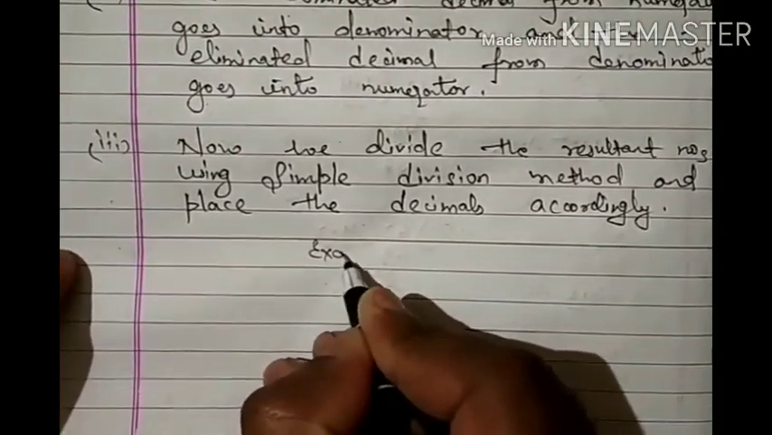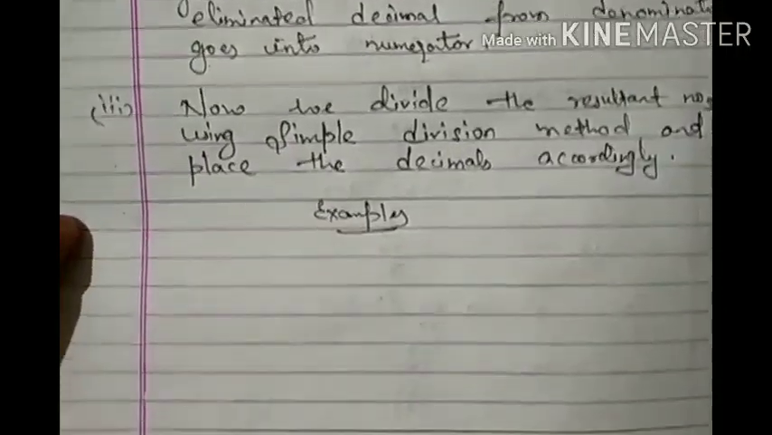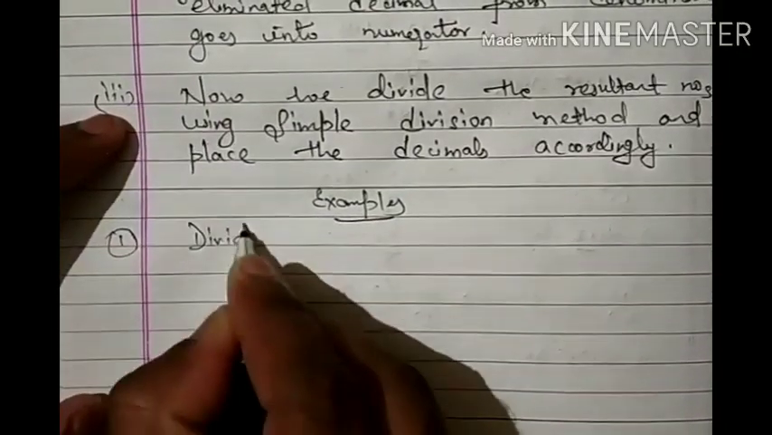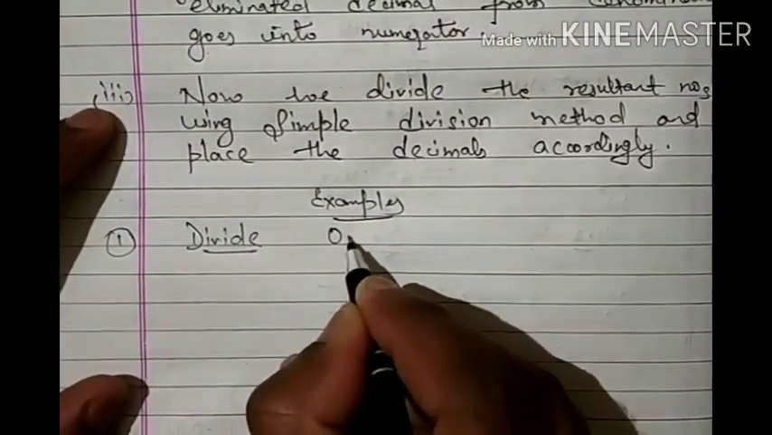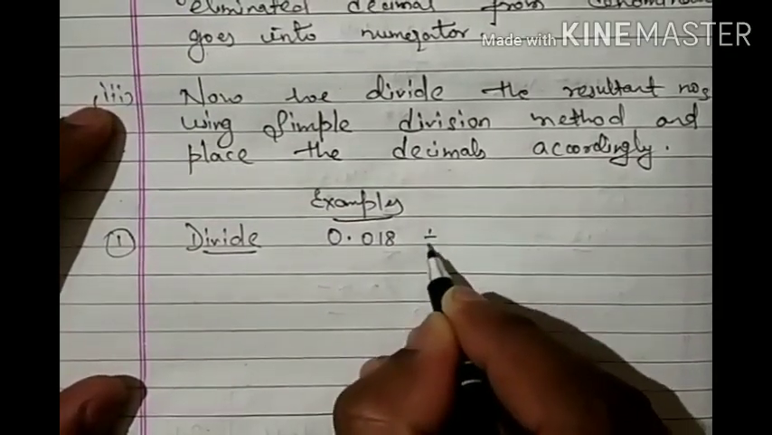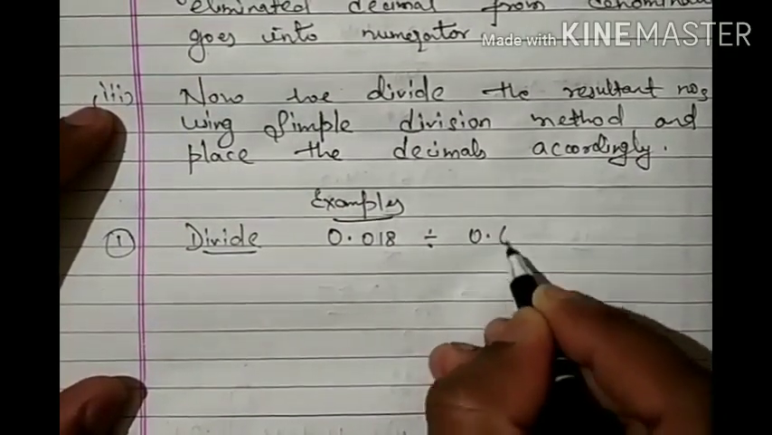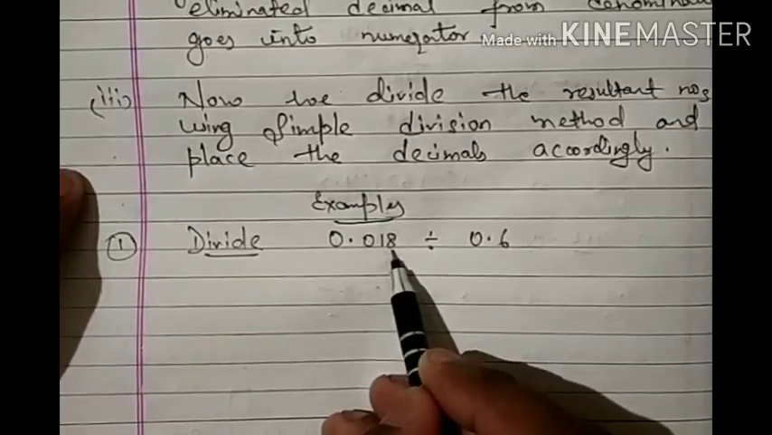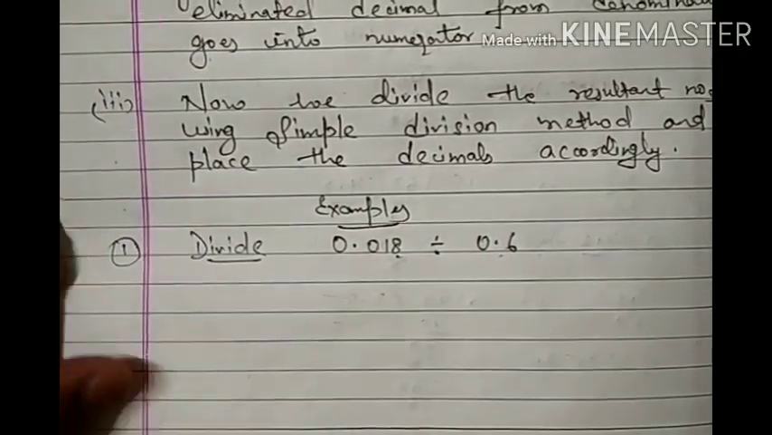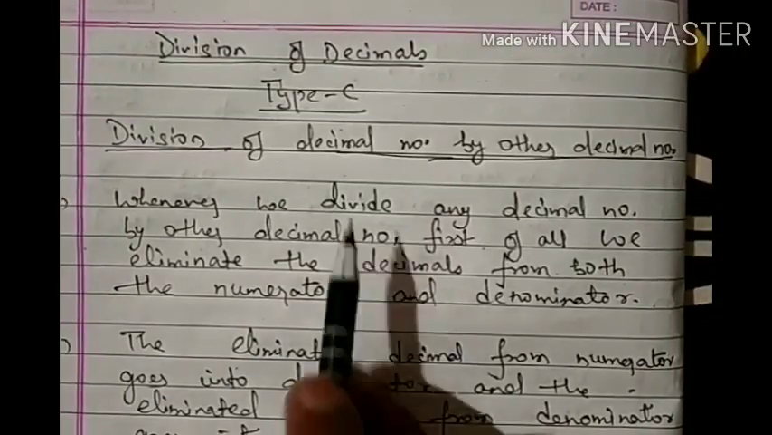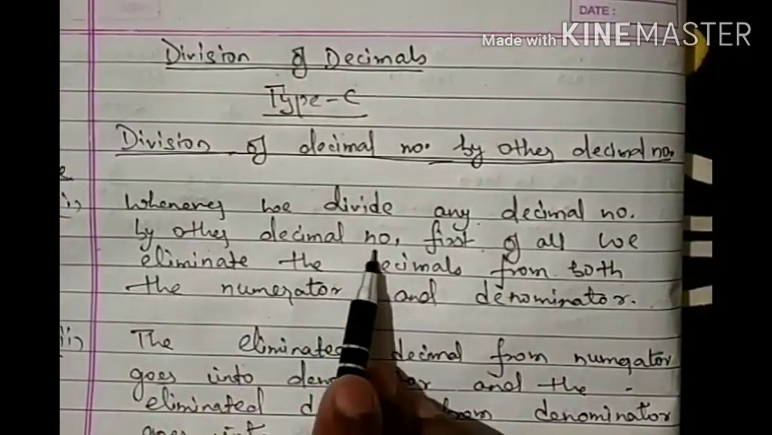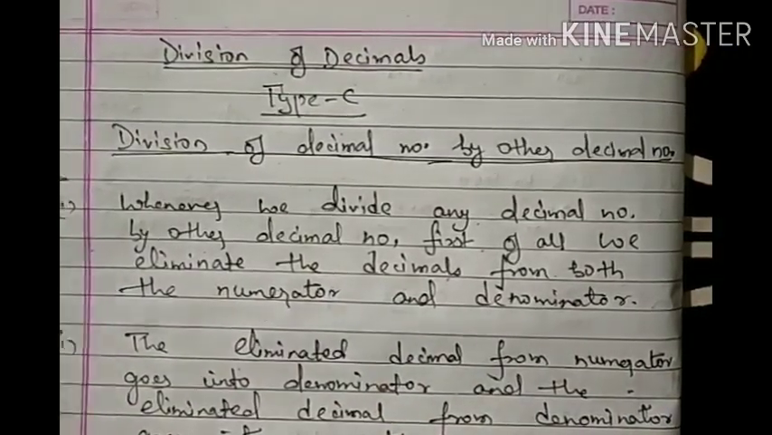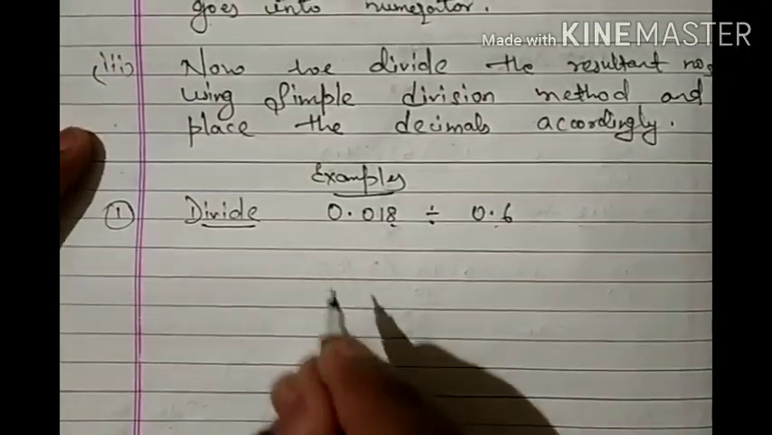Examples. So our first example of today's session is we have to divide 0.018 by 0.6. What will we do? What does our first step say? Whenever we divide any decimal number by other decimal number, first of all we eliminate the decimals from both the numerator and denominator. So let me write this question in the form of a fraction. What can we write?